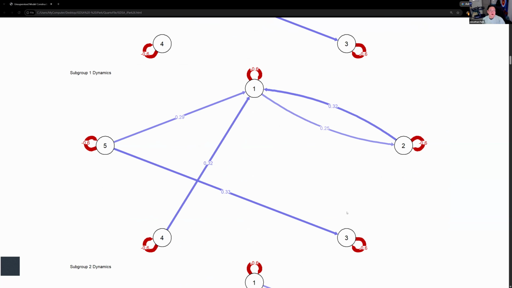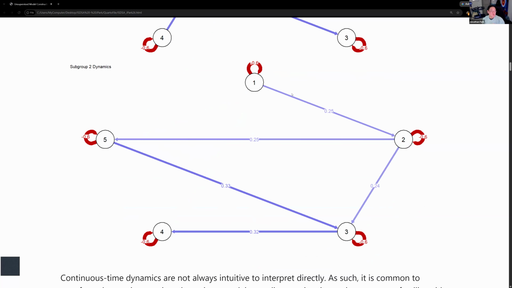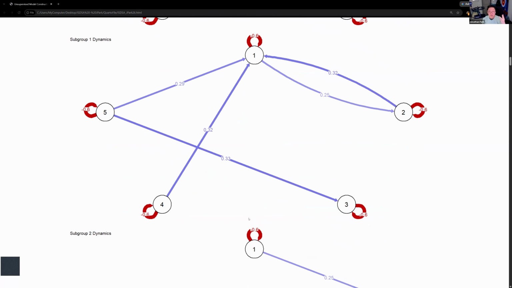Then, if we look at our first subgroup, we would see that there are additional paths. In addition to the 5 to 3 and 1 to 2 paths, we now have a 2 to 1 path, a 5 to 1 path, and a 4 to 1 path. And those are unique to members of subgroup 1. For subgroup 2, we have a path from 2 to 5, a path from 2 to 3, and a path from 3 to 4. So in this case, there are 3 unique paths for subgroup members, and then there are 2 paths shared by everyone.